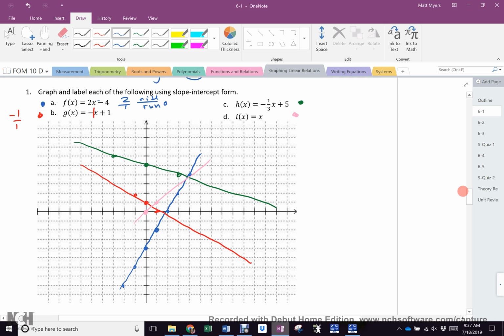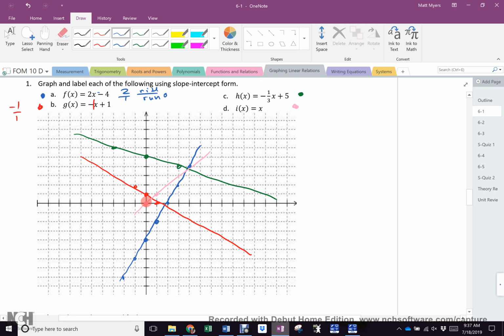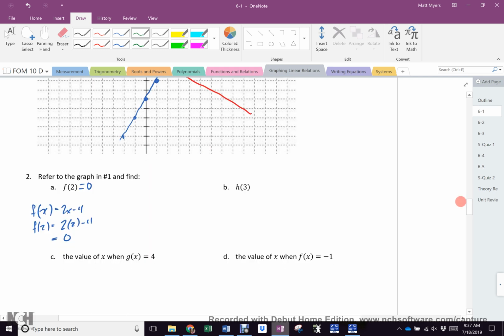What color? Green. So that is H of 3. Is that an X or a Y value? X. So I go 1, 2, 3, and I got to find the green line. It's right there. So what's the value? 4. H of 3 equals 4.